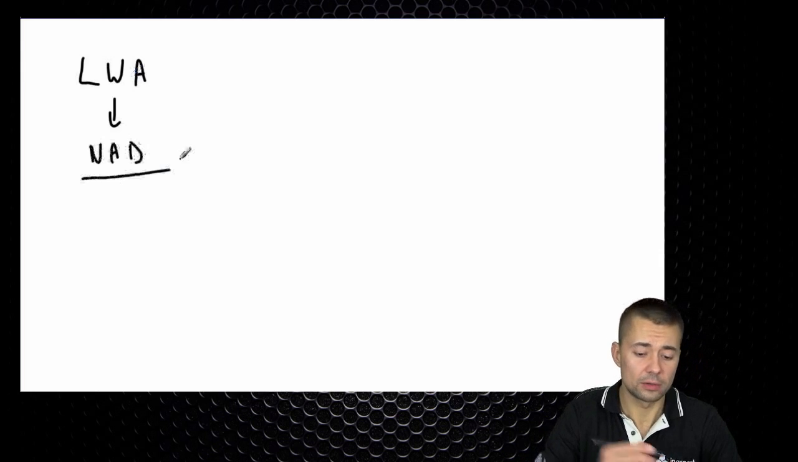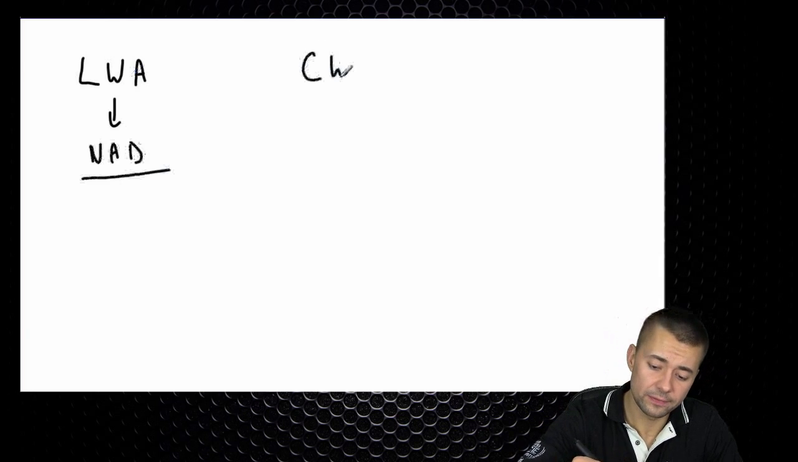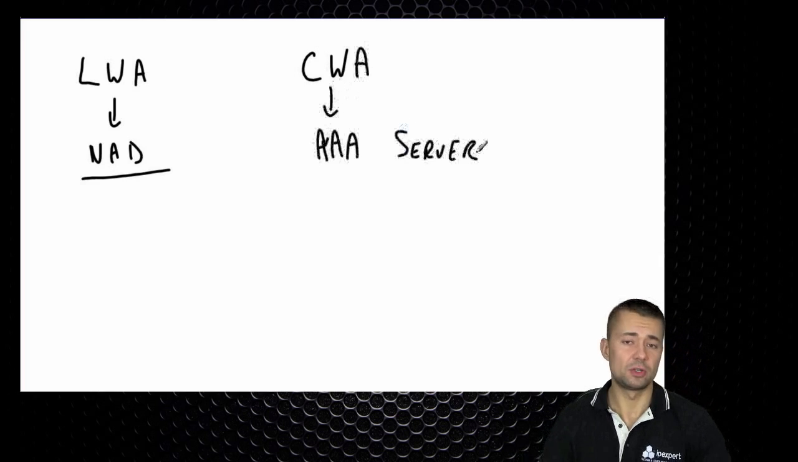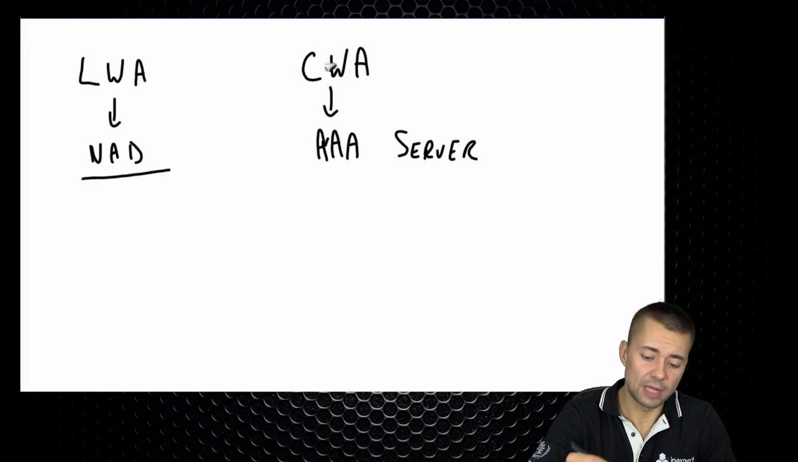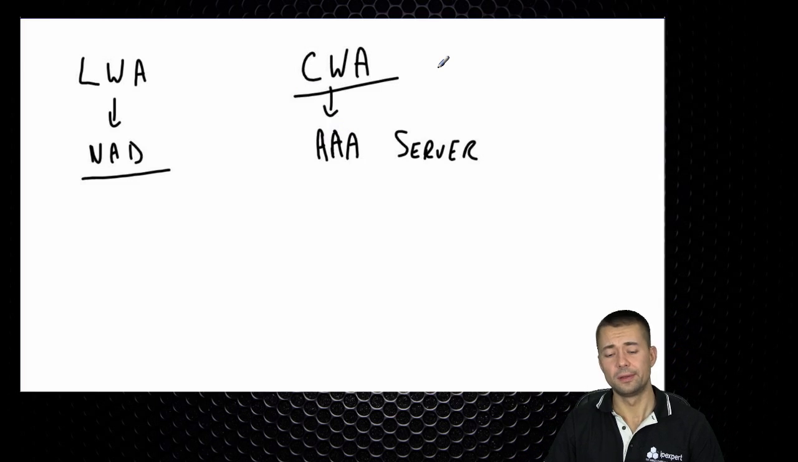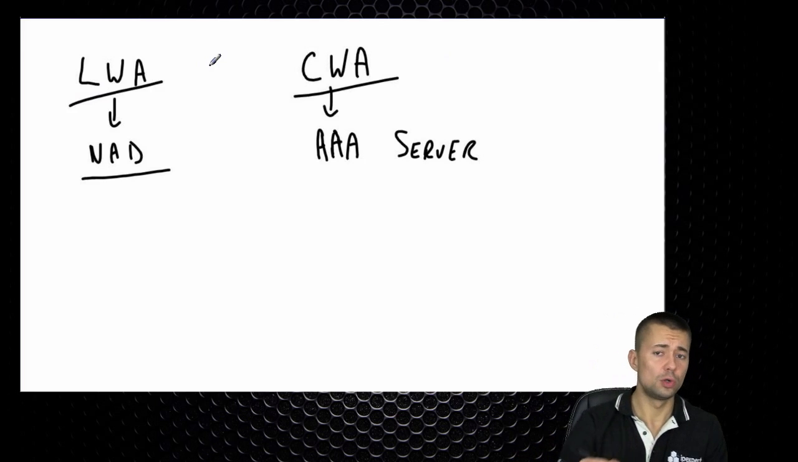The network access device, a switch or LAN controller, hosts it with the local version. With central web authentication, it's going to be our AAA server where the web page is hosted. So this can be, for example, ICE, because ICE supports guest services. The central version is the Cisco recommended way of doing things, because there is just one point in the network where you will be making any changes. It gives you more scalability and streamlines the whole management and administration.